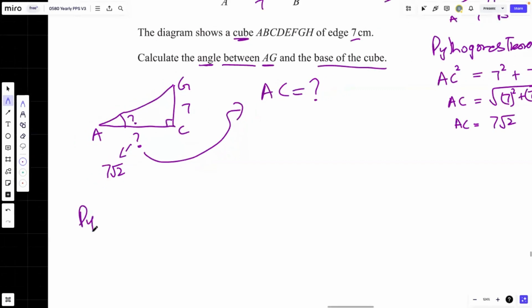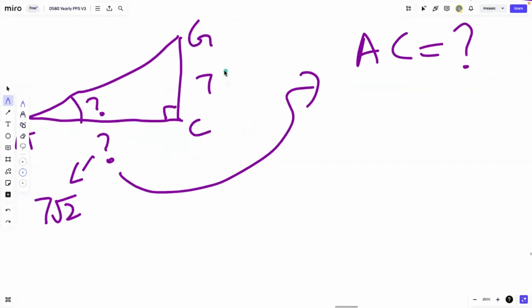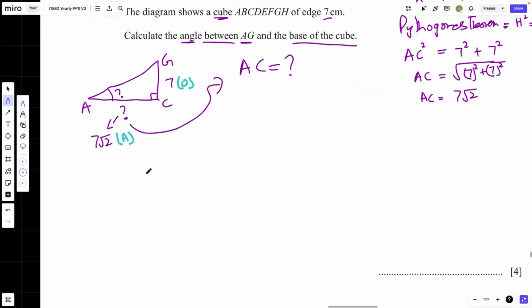So we can apply Pythagoras again to figure out, actually never mind, we need the angle here, sorry. We do not need the side, we need the angle. Now, what sides do we have? We have the opposite, because it's opposite to that angle. And we have the side between the angle and the 90 degrees, which is the adjacent. So we have opposite and adjacent.